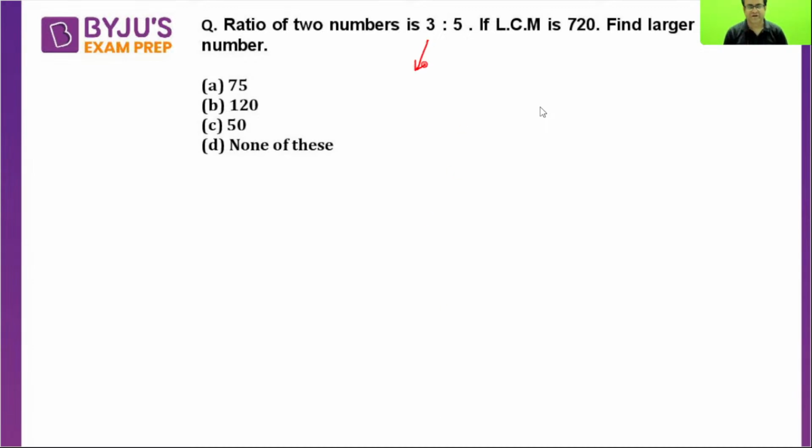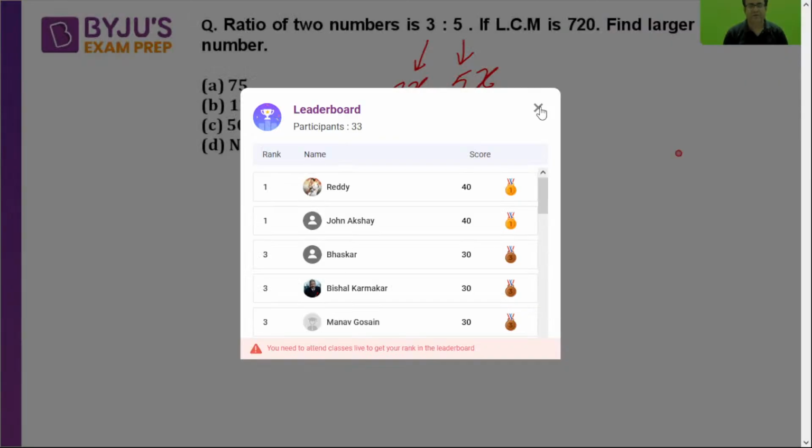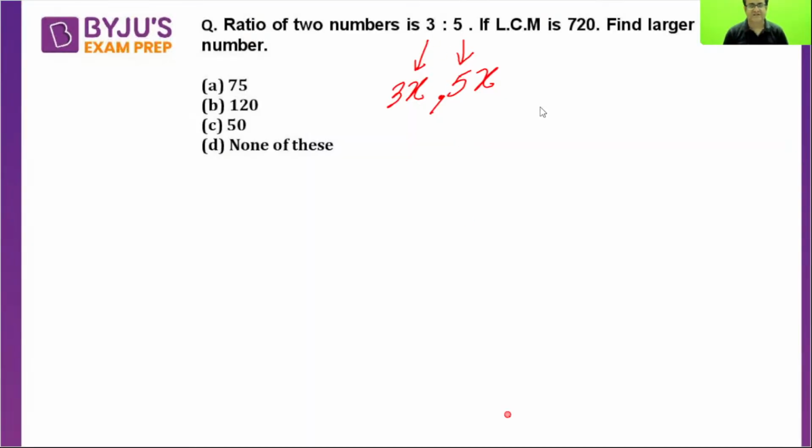Ratio between two numbers is given, 3x and 5x. I can take the numbers as 3x and 5x. Okay, 32% of students have given me the right answer. Few are saying B option, few are saying A option. Okay, I will explain, you will be more clear. If the ratio was given 3:5, I can take the numbers as 3x and 5x.